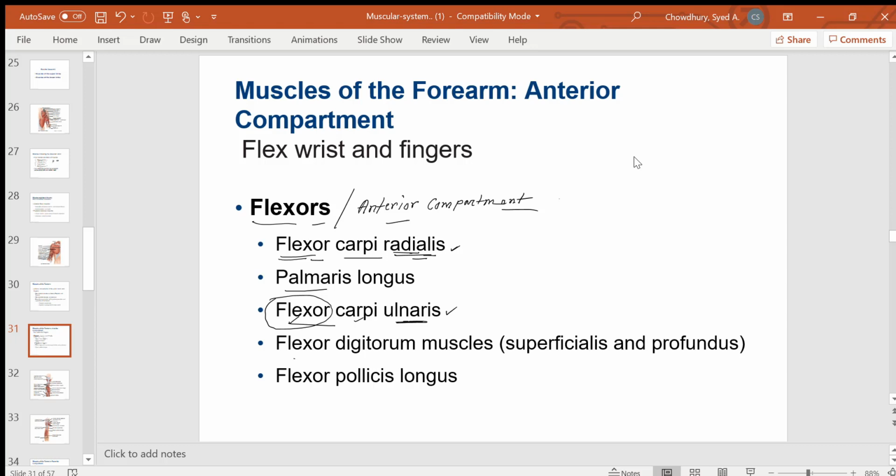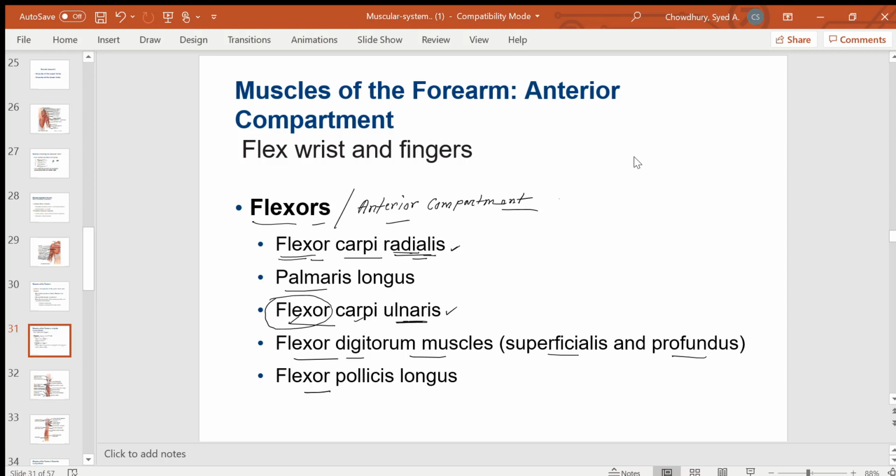Flexor digitorum. This muscle goes all the way to the digits. That's why it's called digitorum, fingers, and it will cause the flexion of the fingers. There are two. One is superficialis, that's the outer one, and profundus is the inner one. Okay, and both are responsible for the flexion of the digits or fingers.